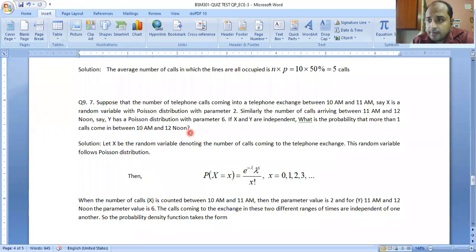Now there are 2 time limits. One is the morning time limit, and in morning there are 2 time limits. One is from 10 a.m. to 11 a.m. and another is from 11 a.m. to 12 noon.